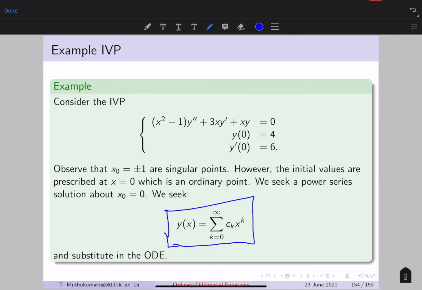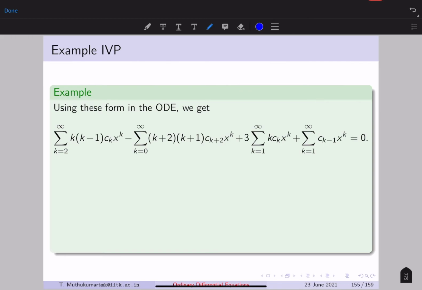Though there were singular points here, that is not going to affect us, because our initial value is not a singular point. Now, as we did before, use this information in this ODE after differentiating Y. Then if you change the powers to be the same, you get an equation of this form.